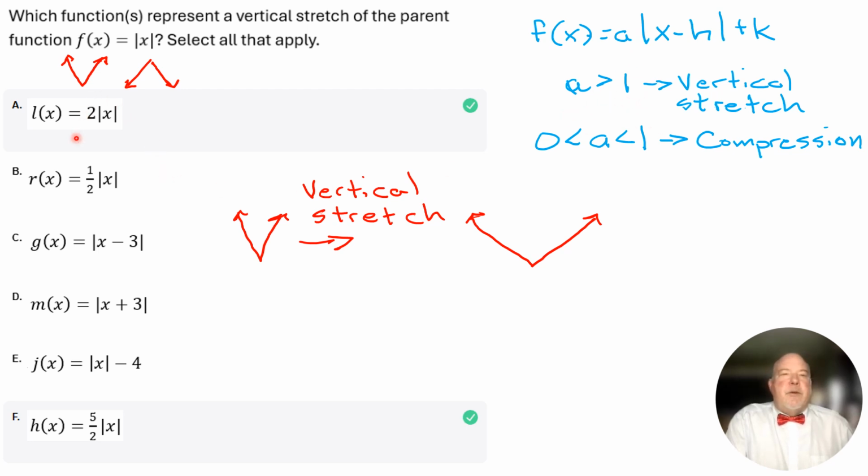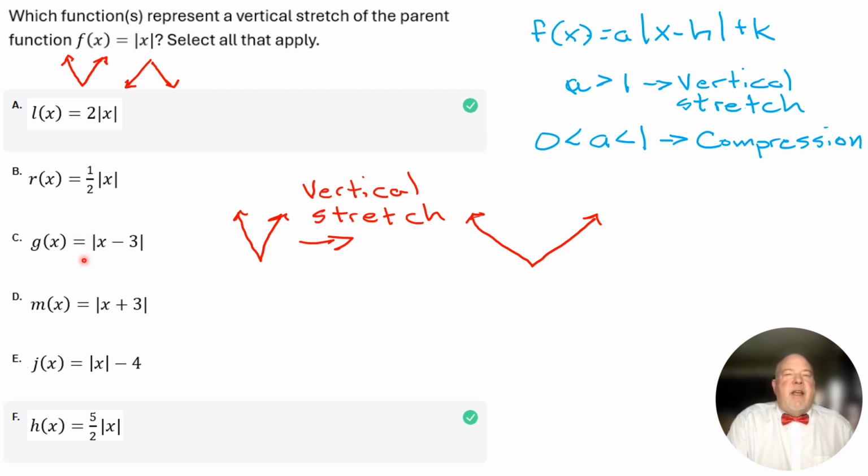So all we have to do now is come over here and look at all of our functions and see which one has an a value of greater than 1. Here the a value is 2, so that's an answer. Here the a value is 1/2. That's a compression. That's less than 1, so that's no good. Here, okay, there's nothing there. So what do you think the value of a is? Well, if there's nothing there, there's really a 1 there that we don't need to write.